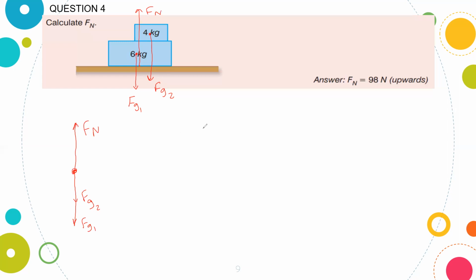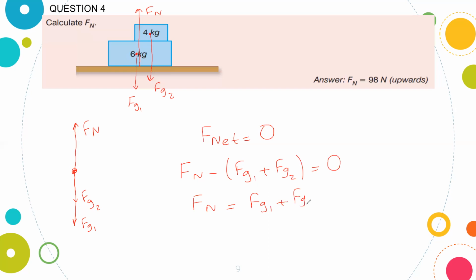So let's see, F normal equals F net. Sorry, we are starting with F net. F net equals 0. What was the F net? F normal minus Fg1 plus Fg2. We are adding Fg1 and Fg2. Why? Because they have same direction. We are just adding them. From now, people, what was the next step? Fn equals Fg1 plus Fg2.